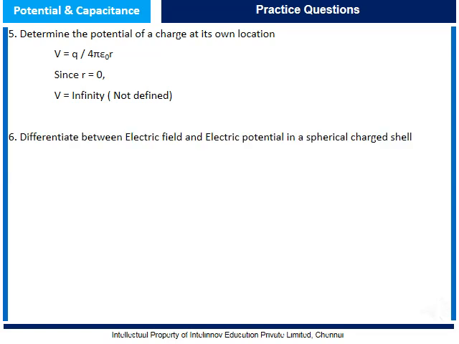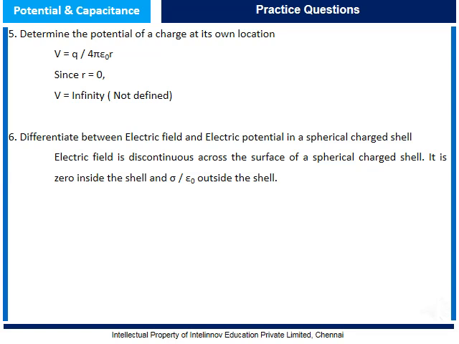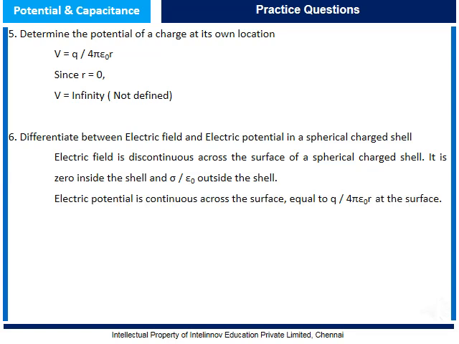Differentiate between electric field and electric potential in a spherical charged shell. The answer is electric field is discontinuous across the surface of a spherical charged shell. It is 0 inside the shell and sigma by epsilon naught outside the shell. However, electric potential is continuous across the surface and it is equal to Q by 4 pi epsilon naught R at the surface.